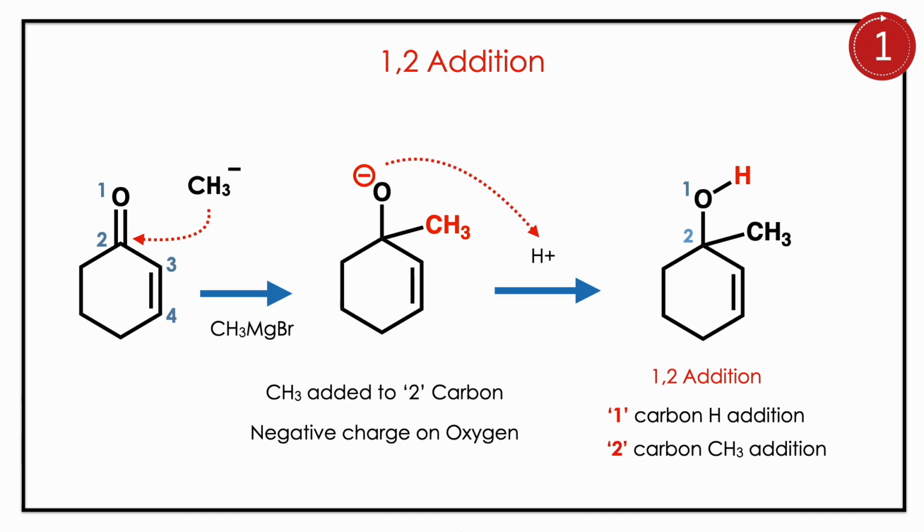First, let us see 1,2 addition in a very detailed way. 1,2 addition means hard nucleophile attacks the carbonyl. It attacks, you have the double bond mobility and O minus is there. Finally, it converts to OH. So if you look at it, second position methyl added, first position alcohol added. That's why it is called 1,2 addition.